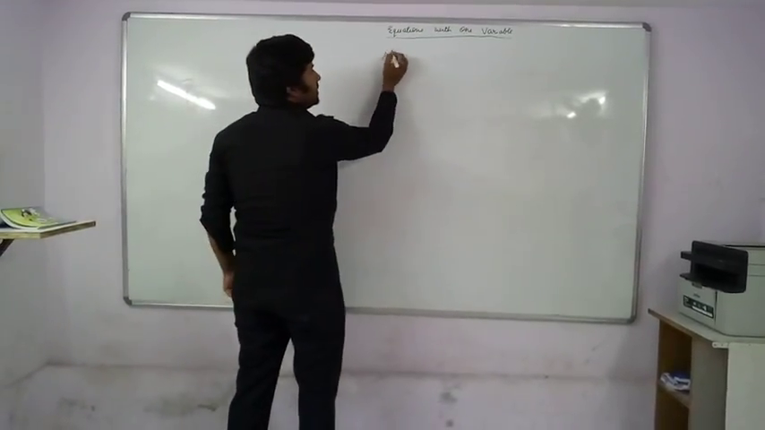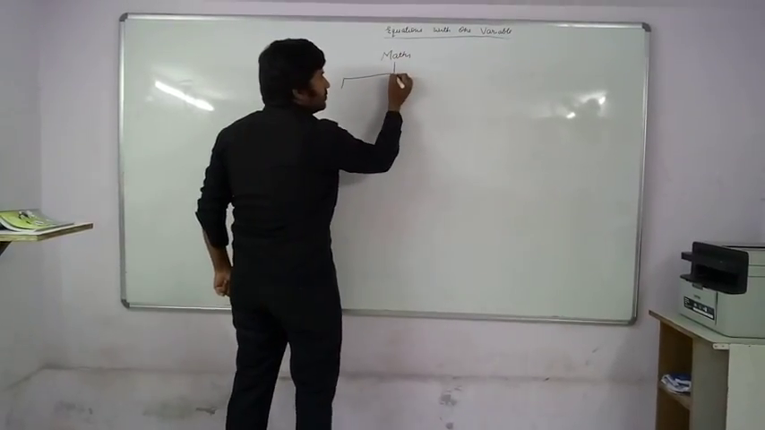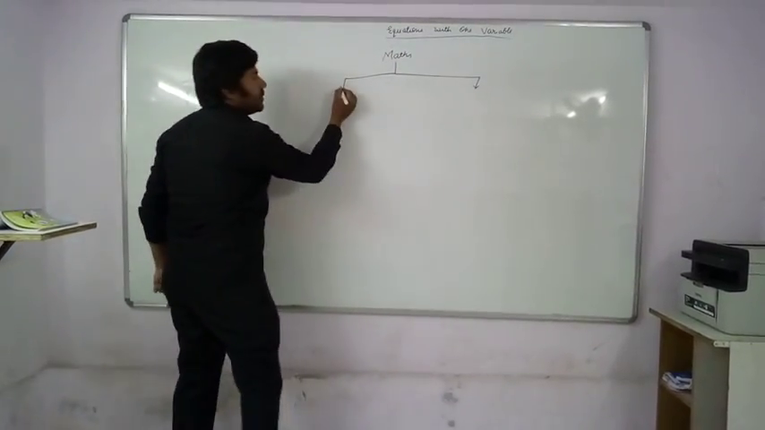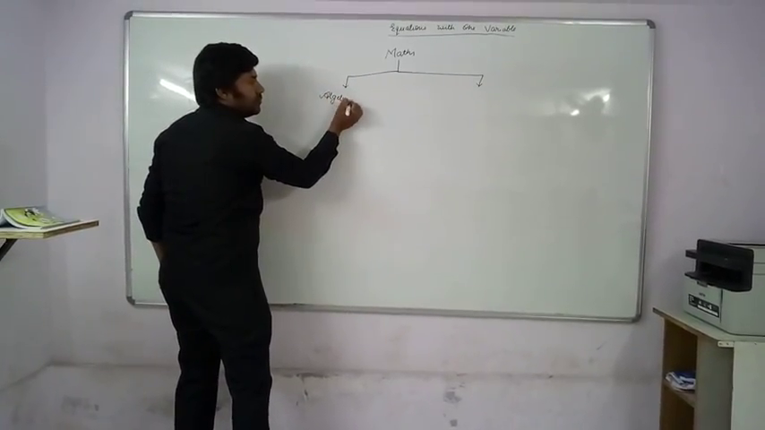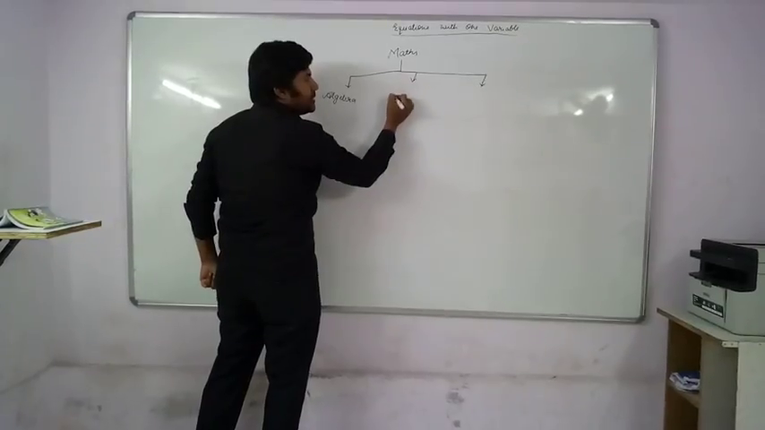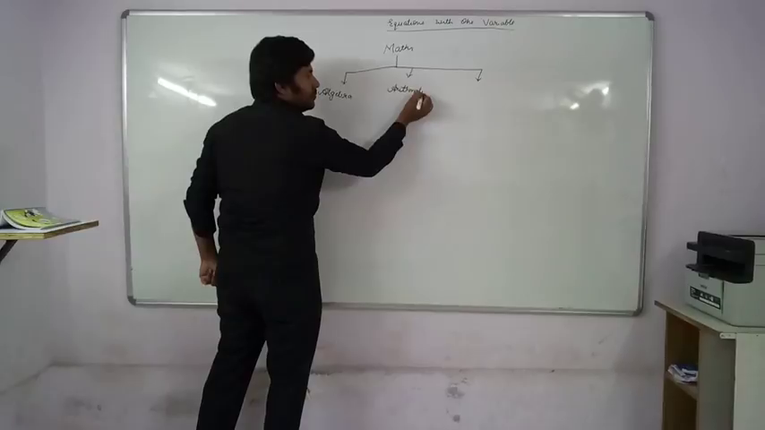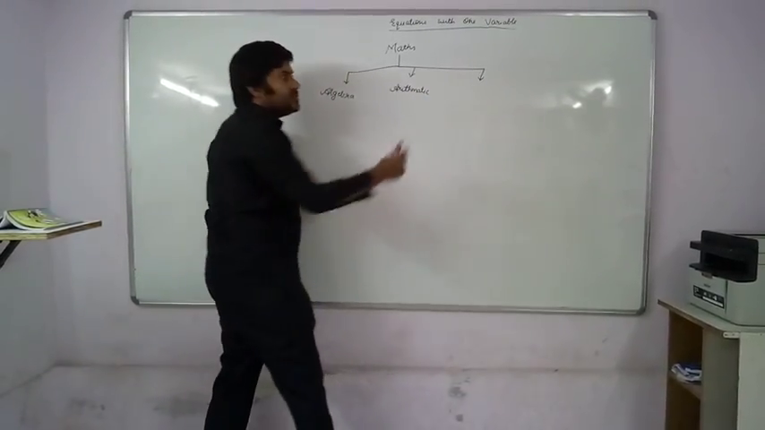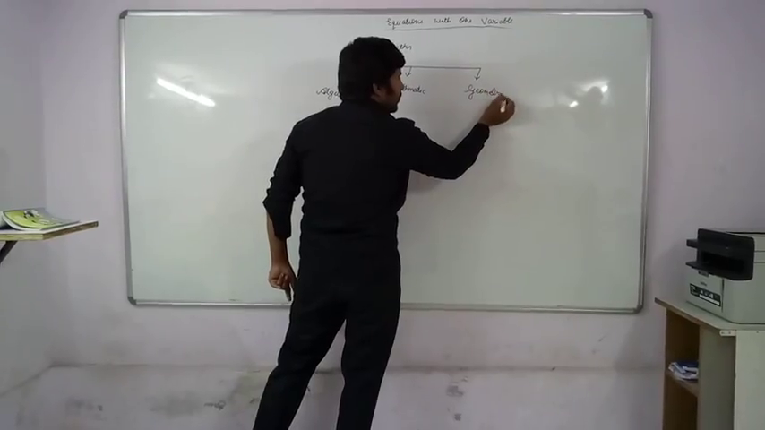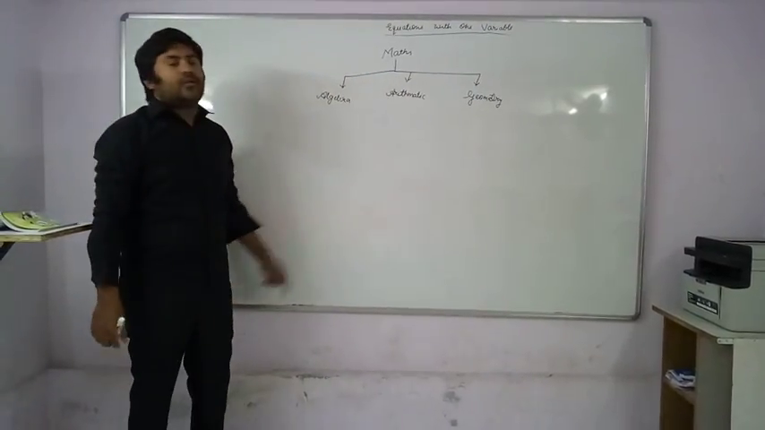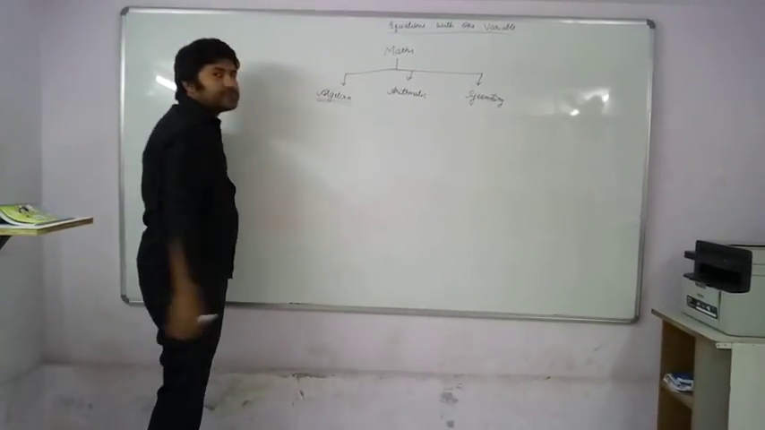So mathematics is broadly divided into three parts. First part is called algebra. Second part is arithmetic. And the last part is geometry. The topic which we are going to discuss today belongs to algebra.